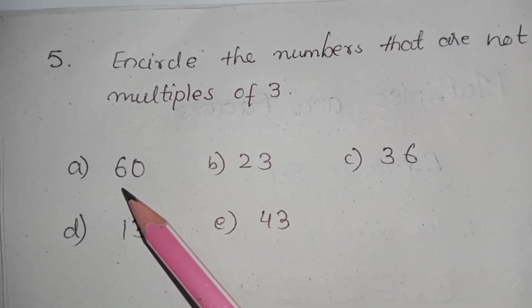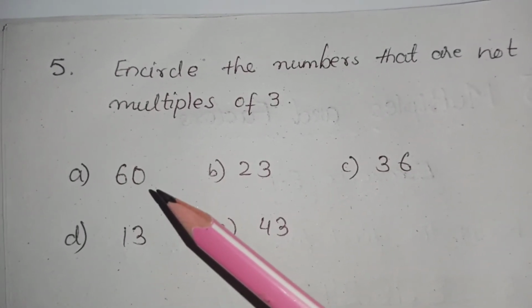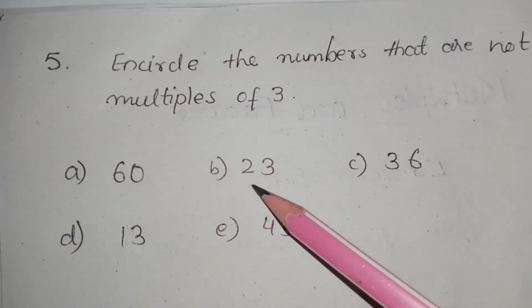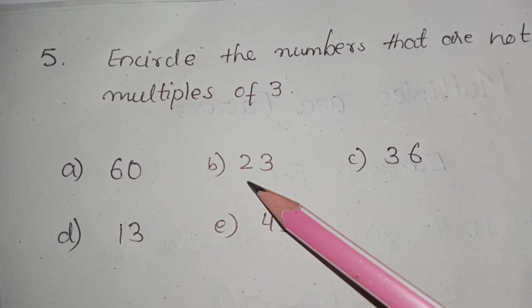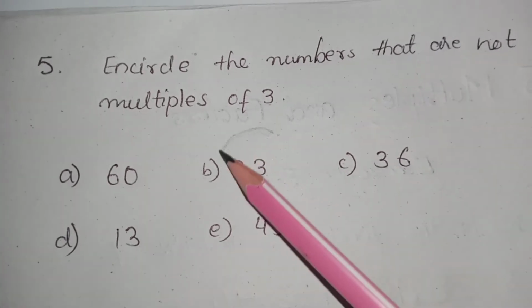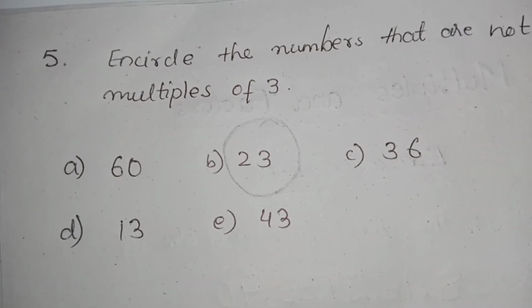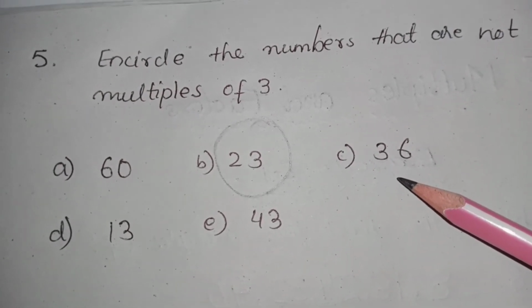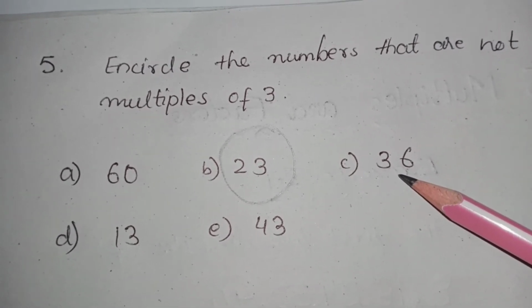60. 60 is a multiple of 3. Okay, so we will not circle this. We will circle only those which are not multiples. Now 23. 23 does not come in the table of 3. That means this is not a multiple of 3, so we will circle this 23. Okay, now this 36 is a multiple of 3. Yes, 3 12s are 36. So we will not circle this.